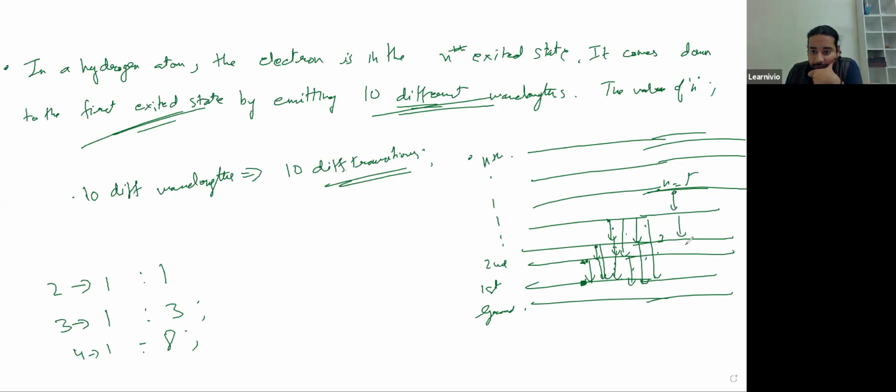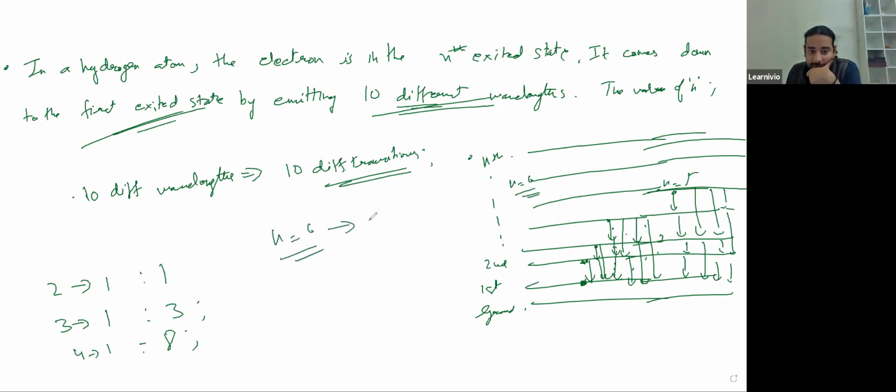You have 1, 2, 3, and 4 ways. So 4 different wavelengths that are coming down here. Other than that, you can come down here and here, or you can come down here, here, and here. And so there will be many ways. But still, there won't be 10 different transitions. 10 different transitions will only come when you're actually working with n is equal to 6.